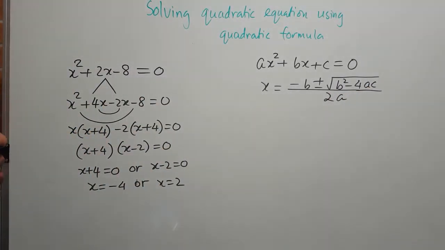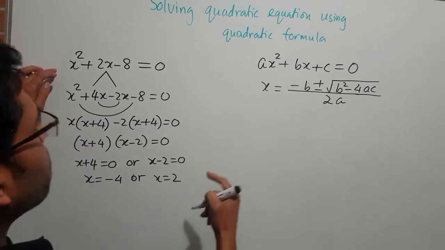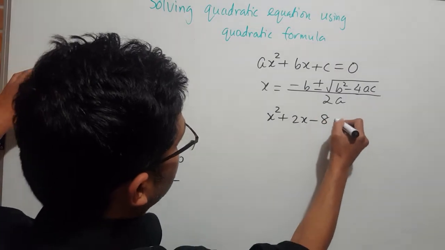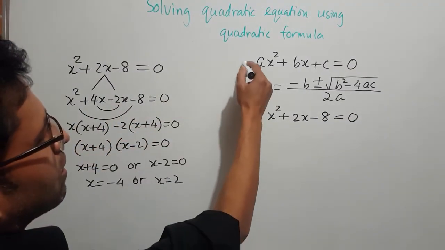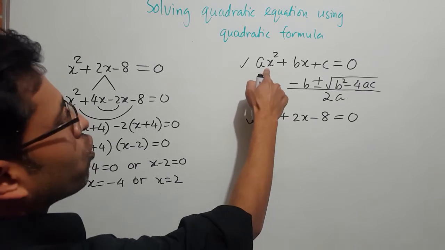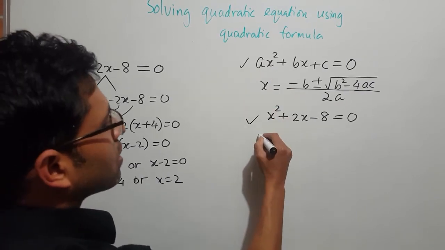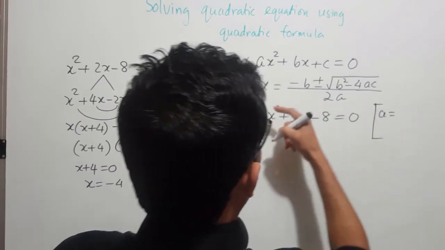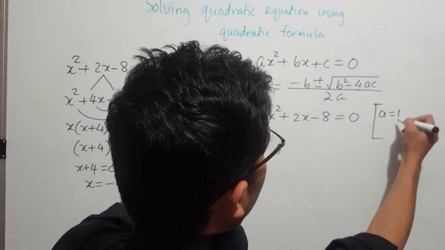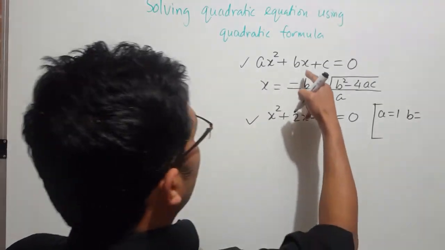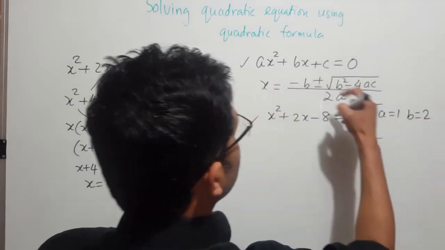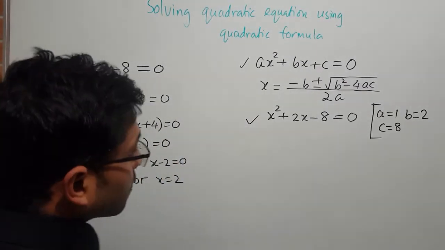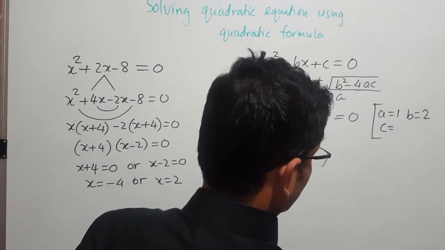So now what is a, what is b, what is c? We have x squared plus 2x minus 8 equal to 0. If you try to match this one with the general form, you can see a is the coefficient of x squared. So I can put in a side note here: a equal to the coefficient of x squared, which is 1, and b equal to the coefficient of x, which is 2, and then c is the constant, which is c equal to minus 8.